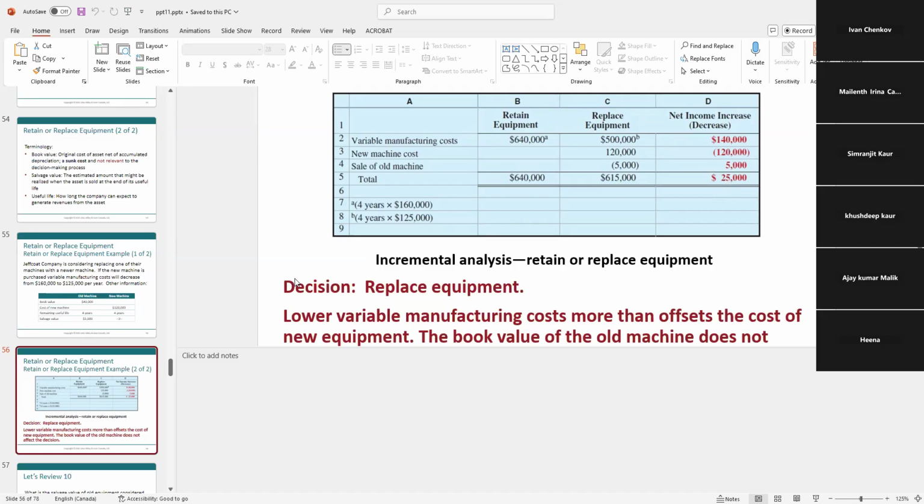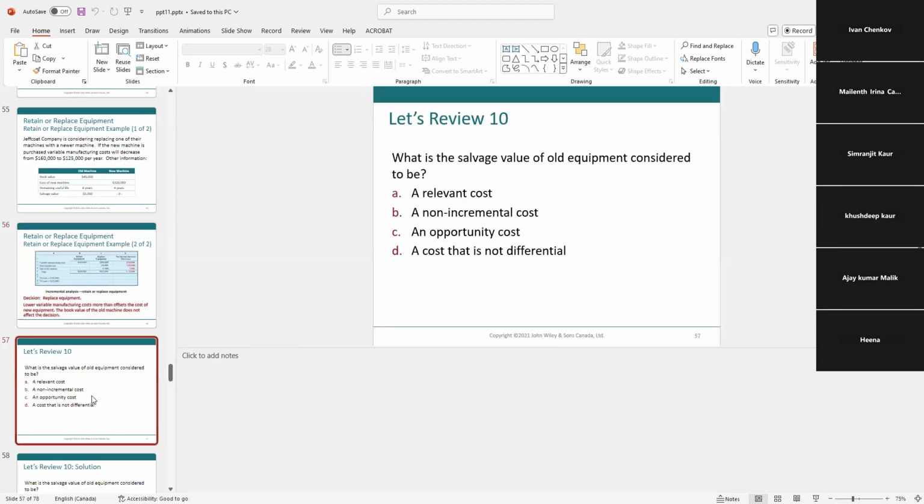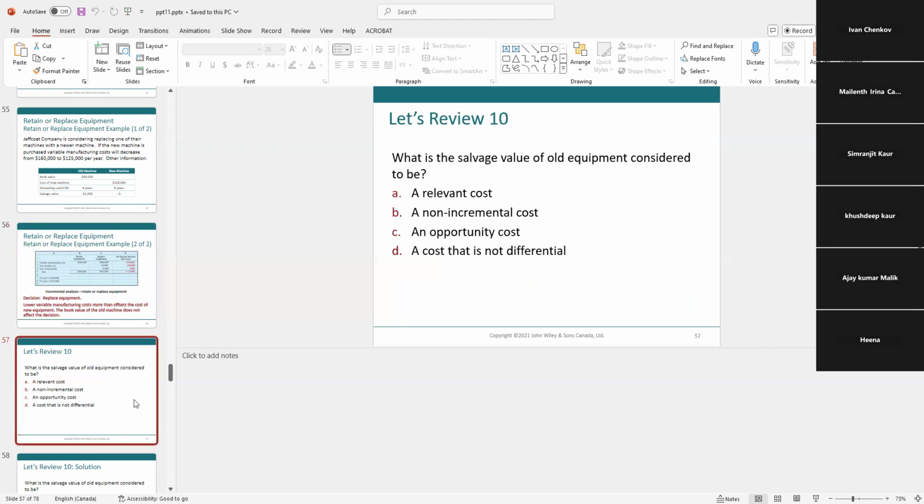So here the decision is just to replace it, based purely on the calculation and the financial data that we have here. I believe we did this question in the class, but let's do it again.